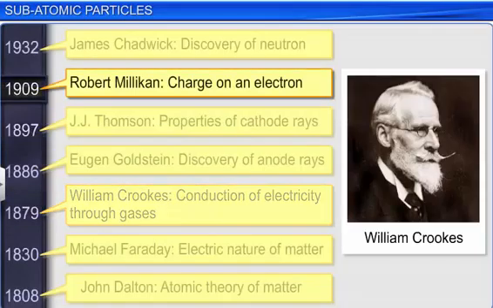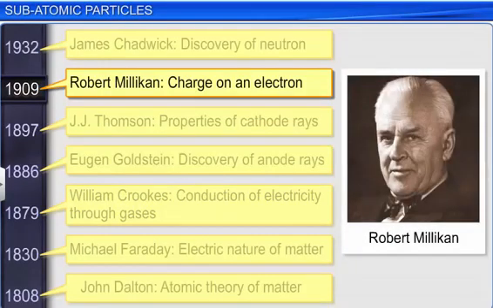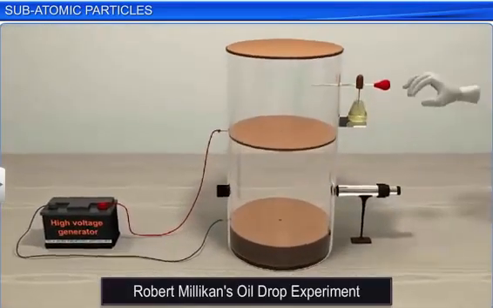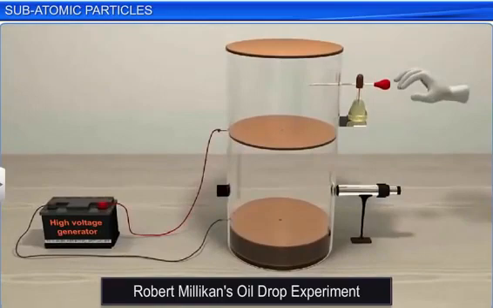The charge and mass of the electron, however, remained unknown until another scientist, Robert Millikan, devised a method to calculate them in 1909. In order to calculate the charge of an electron, Millikan conducted the famous oil drop experiment by using the apparatus shown here.